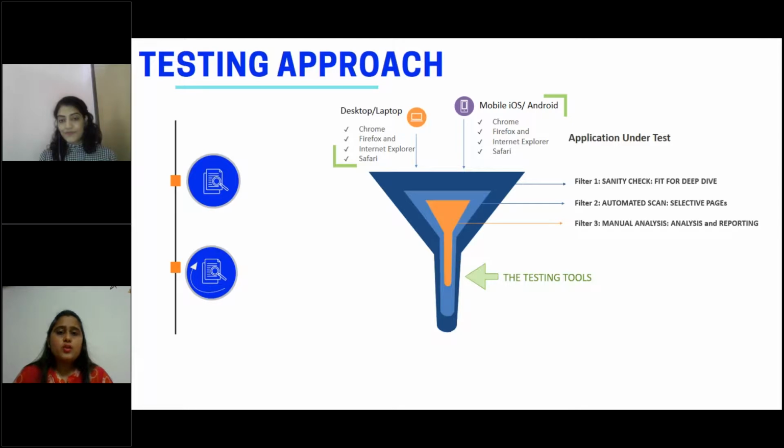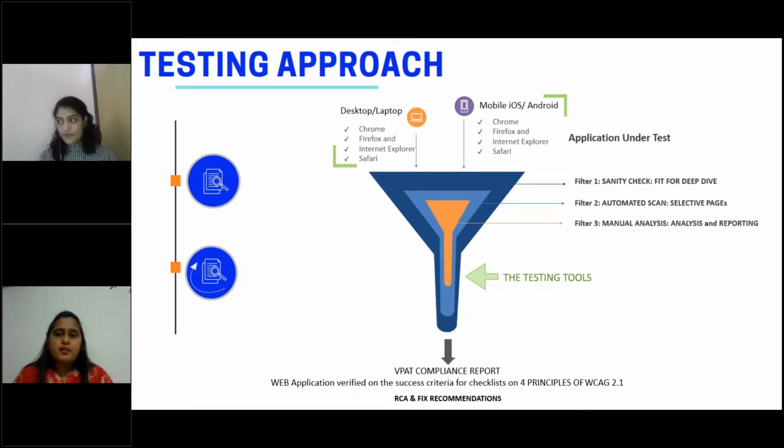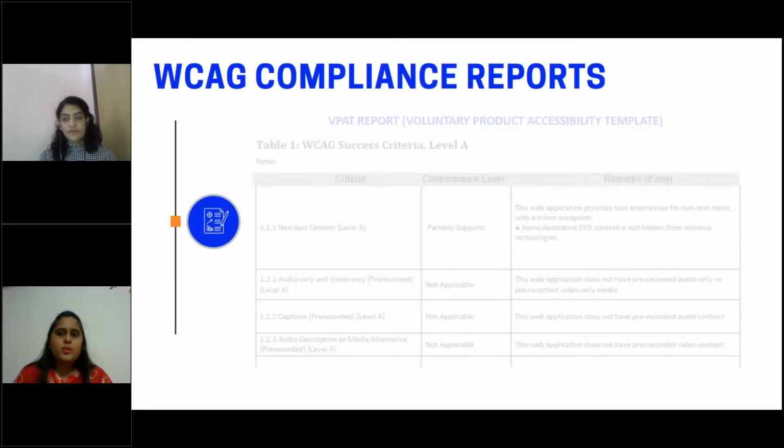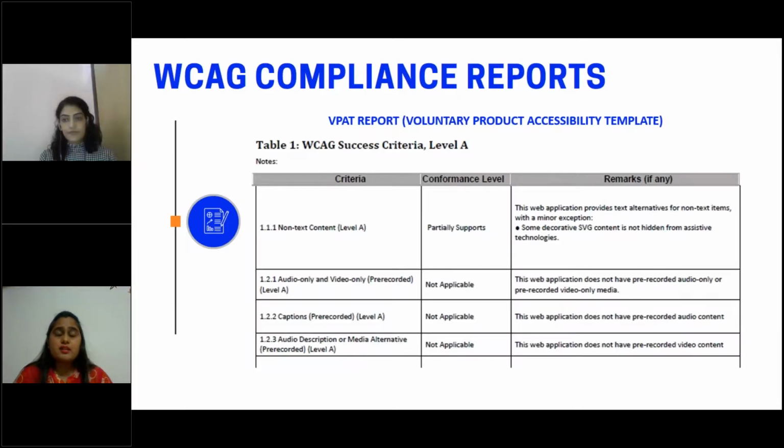Then one of the most important outcomes of this complete accessibility testing is the VPAT compliance report, that is, Voluntary Product Accessibility Template. It contains information regarding how the product conforms with the accessibility standard. Now let's look at a glimpse of the VPAT report. It's a template advised by the US government to evaluate the products that they are planning to procure from their vendors against certain accessibility criteria.